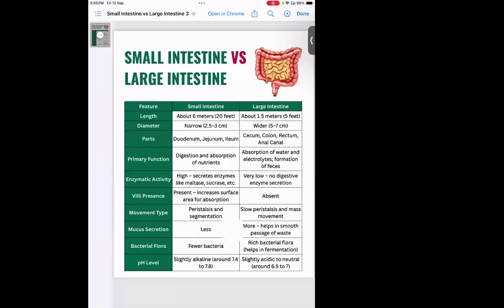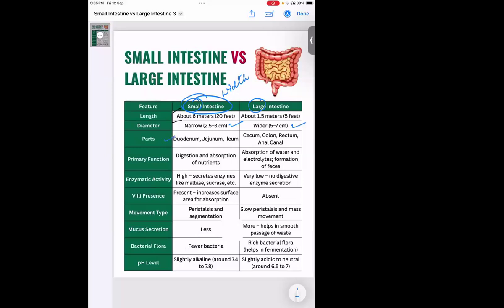Okay. So these are the differences between the small intestine and large intestine. The word does not mean that it is small in length. It is longer than the large intestine. Here, small and large refer to the width, not the length. The small intestine is almost 6 meters long, whereas the large intestine is about 1.5 meters. In diameter, the small one is narrow and the large one is wider.